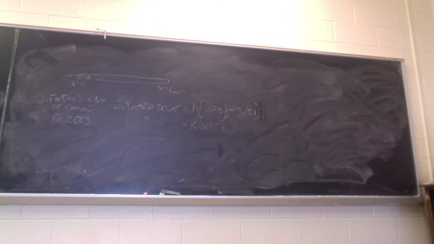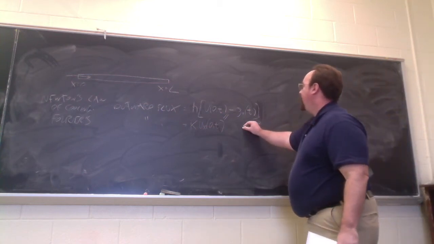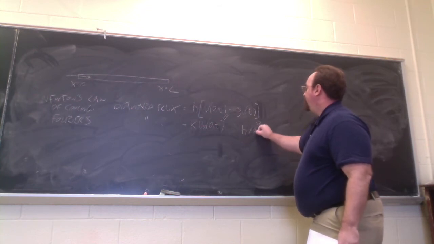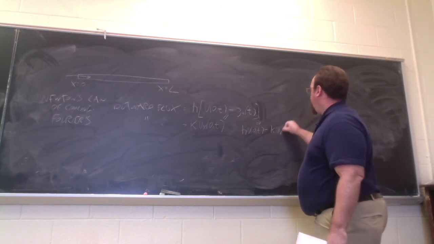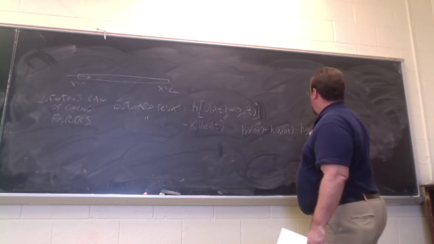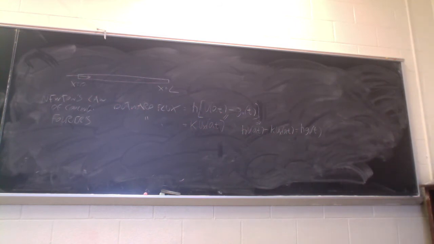So sure enough, the boundary condition turns out to be H u(0,t) plus, or I should say, minus k du/dx(0,t) equals H g1(t). So that is your Robin boundary condition for x equals 0.